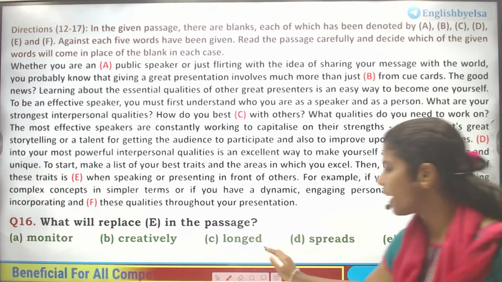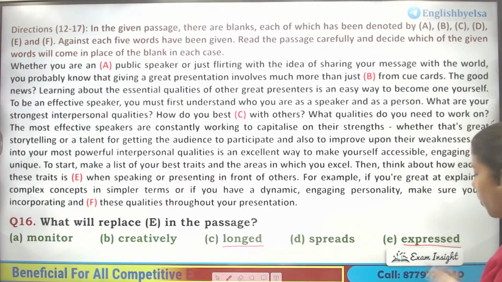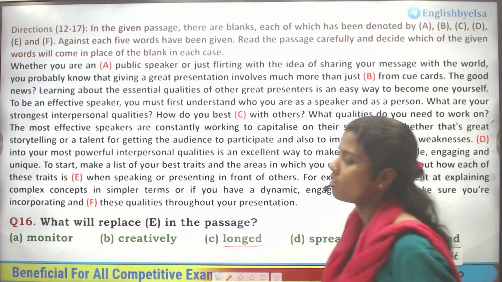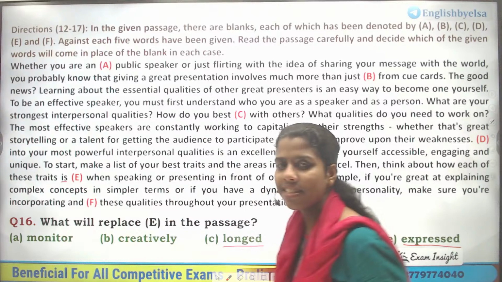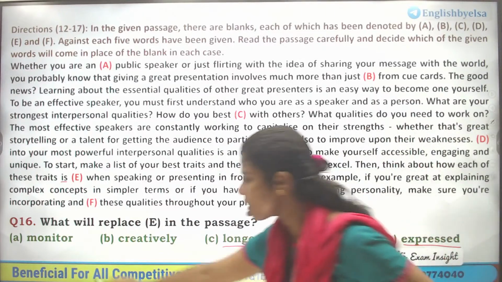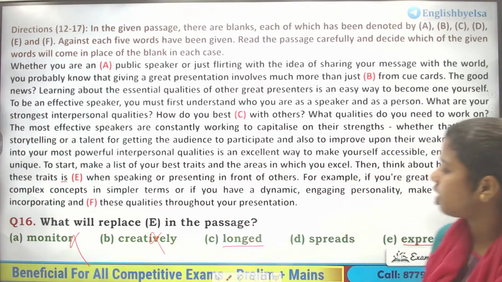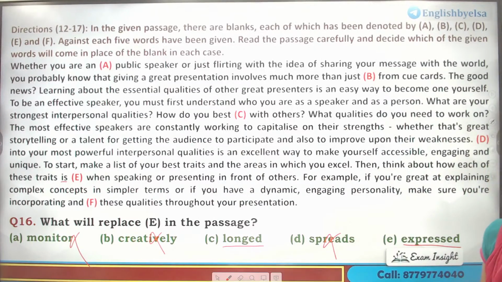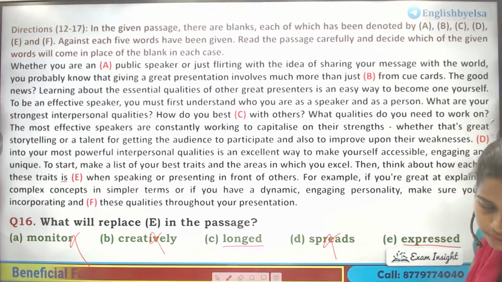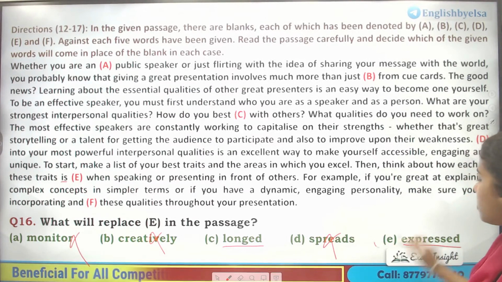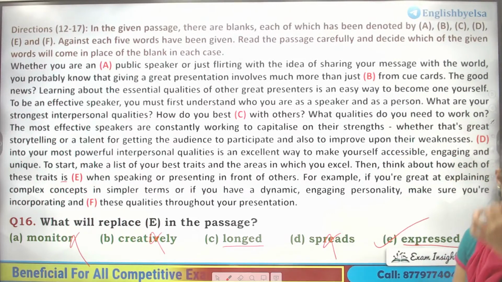Only two can be a possibility according to the grammatical structure, because the word is. After that, you know, monitor cannot come, adverb cannot come, spreads cannot come. Longed or expressed. Question number 16, please. 16E is the correct answer.